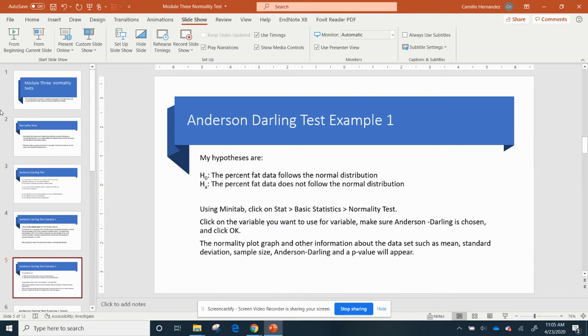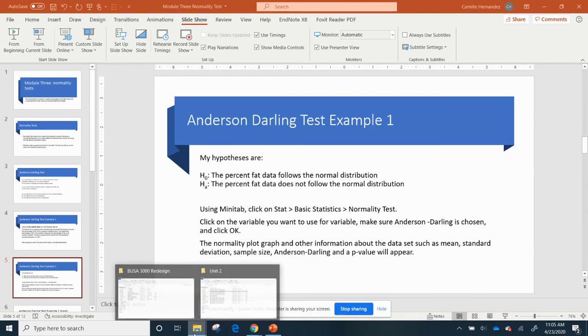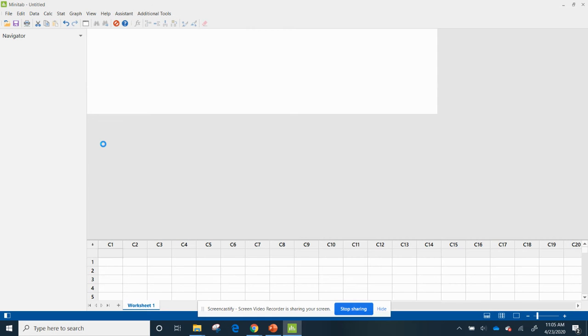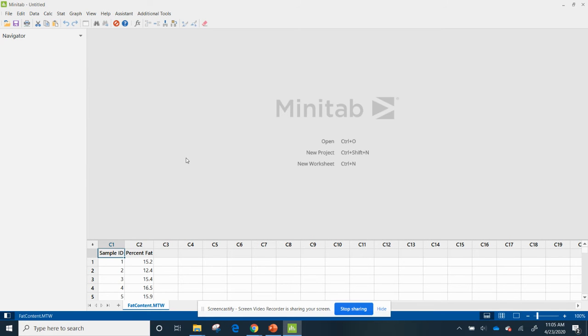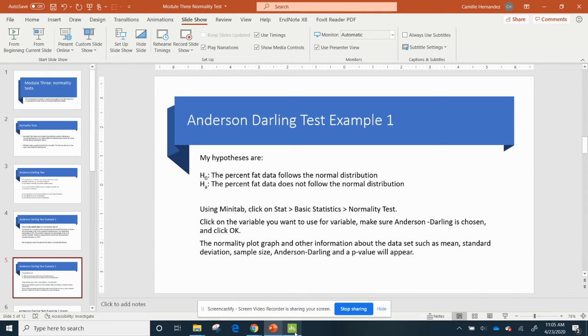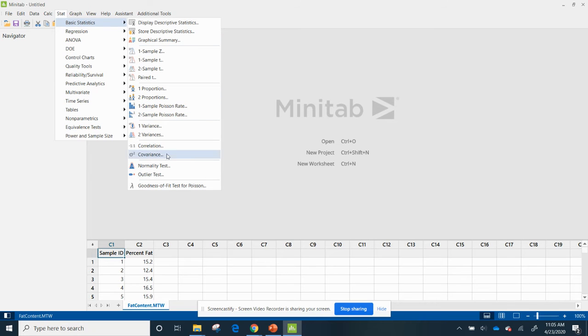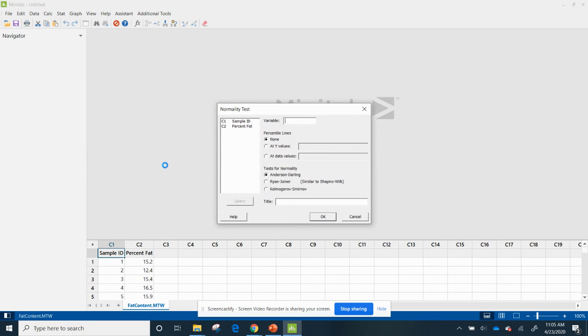So what I'm going to do is go to my data set. Again, you will find the data set in the module that you're in. I've downloaded it to my computer, and when I open it, Minitab automatically opens up for me. On the PowerPoint, I have the steps that you need, but I'll walk you through them. I'm going to go to Stat, Basic Statistics, and down to Normality Test. I click on it, and I want the percentage of fat. The default is the Anderson-Darling.